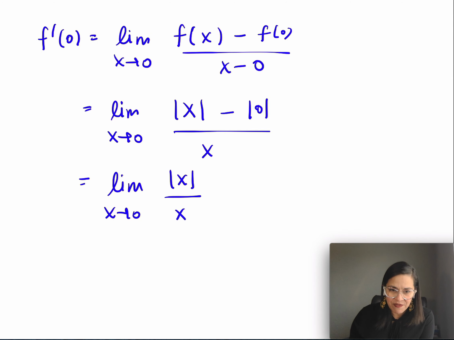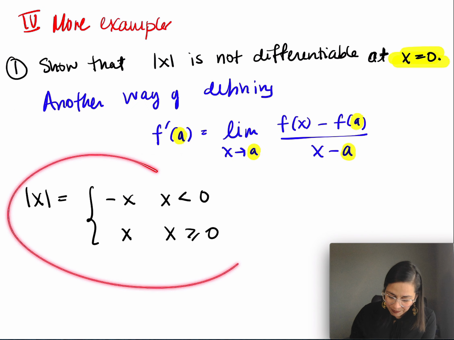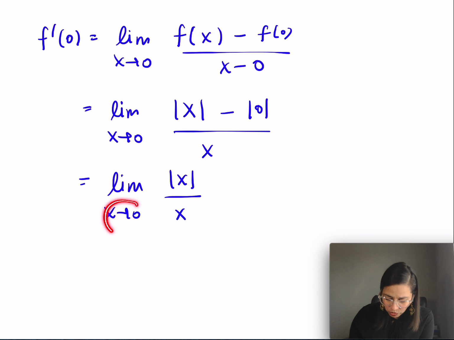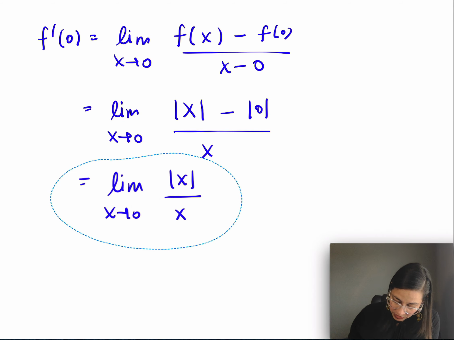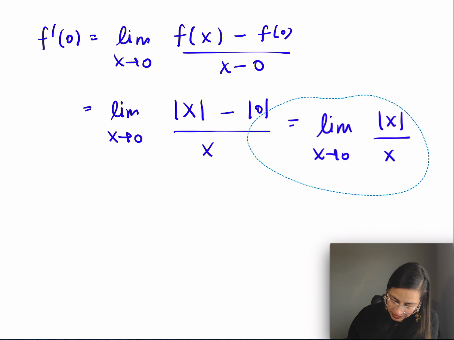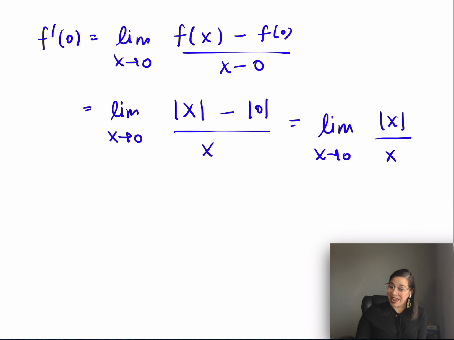I know that the definition of the absolute value depends on whether x is less than 0 or greater than 0, okay? And I'm computing the limit as x goes to 0. So I'm going to have to take the one-sided limits, okay? You ready? We need to take the one-sided limits. If we get the same thing, then that's the limit. If we don't get the same thing, then that limit does not exist, and I'm going to tell you that's what's going to happen. Let's do it.